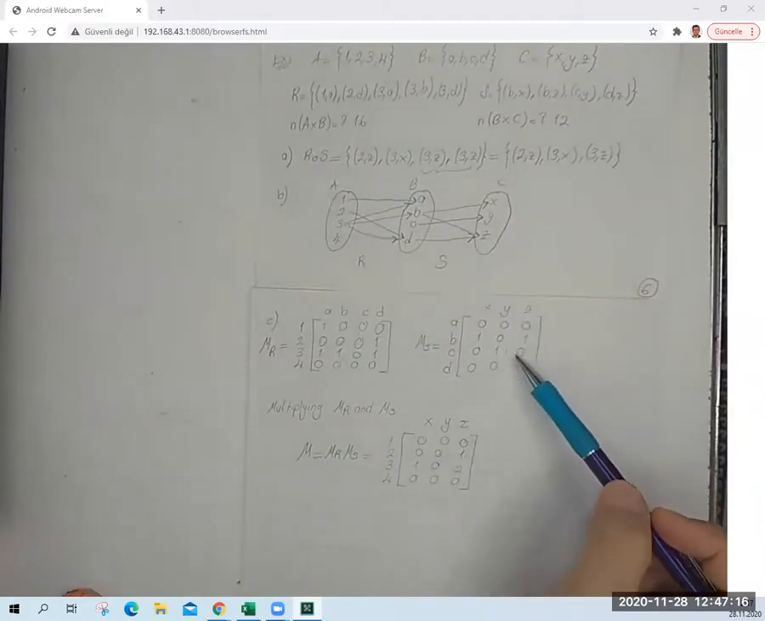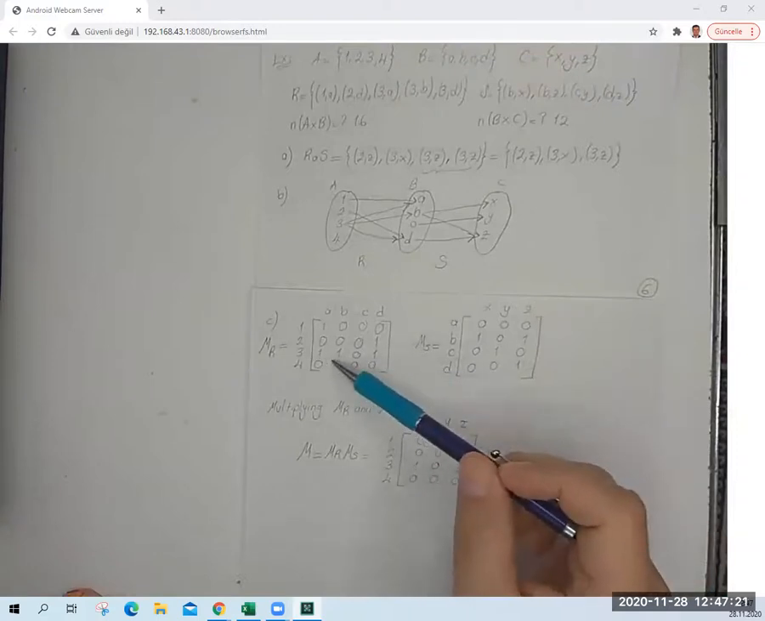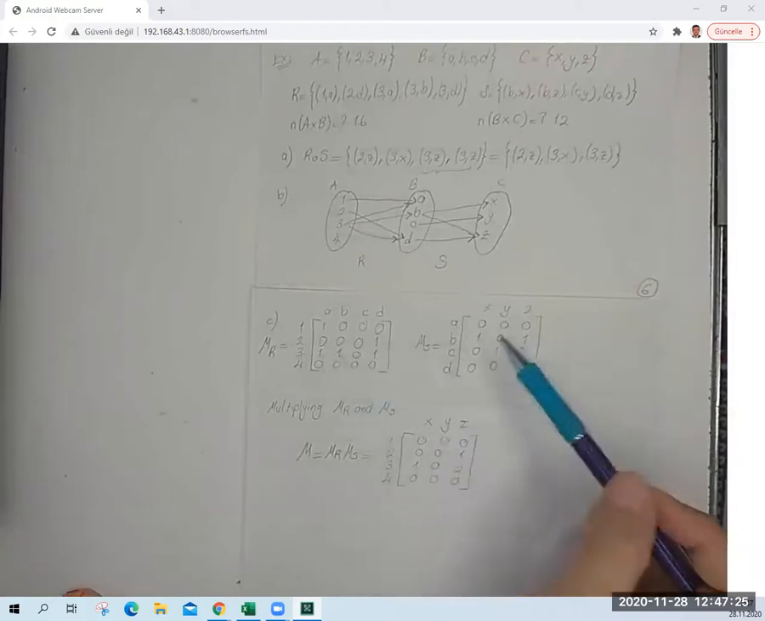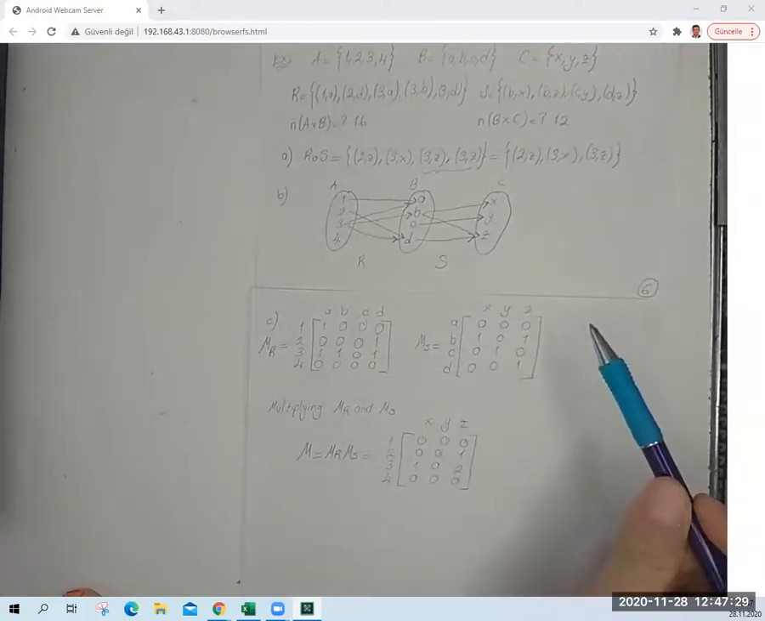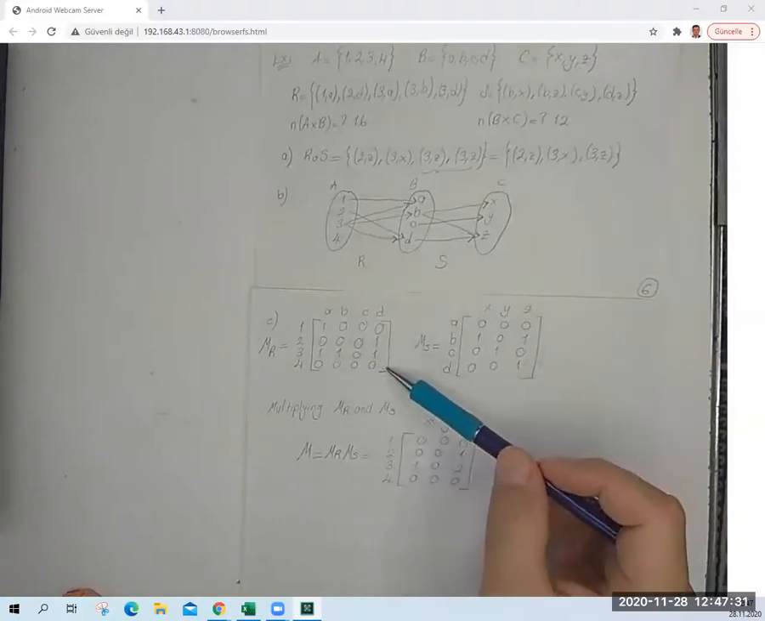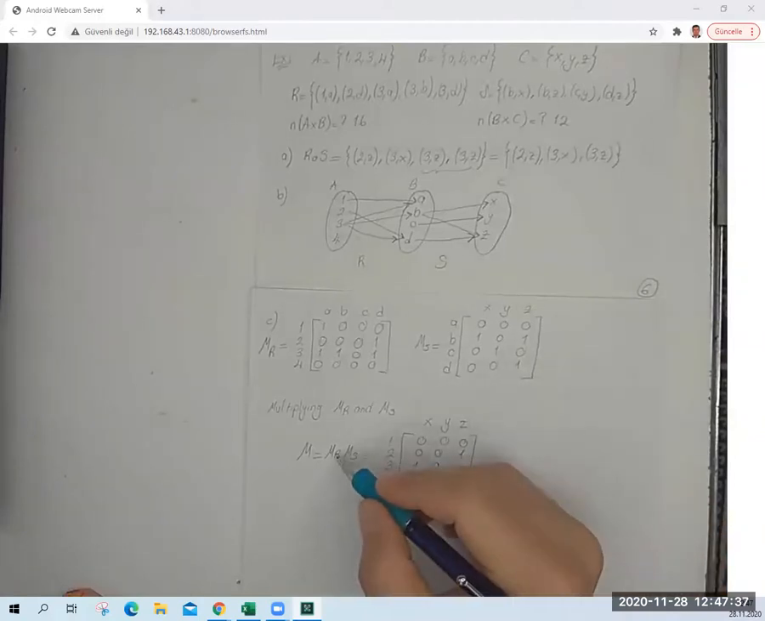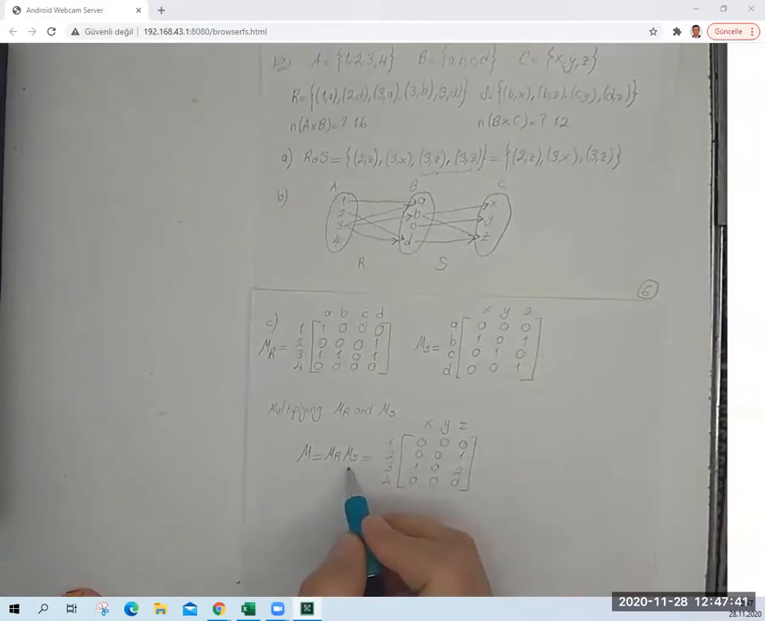and last column to third row of MR, and 0, 1, 0, 1, 1 plus 1, 2, and last row totally 0. It means the last row is going to be 0. So this is the multiplication of matrix R to matrix S.